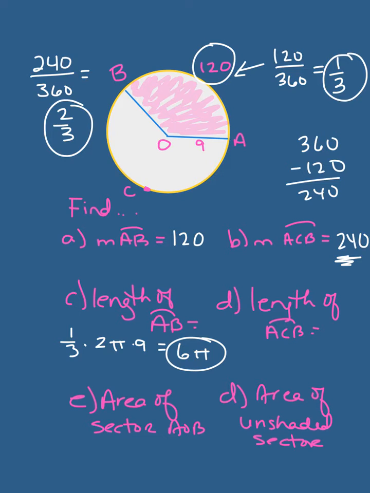So the length of arc ACB would be 2/3 times 2 pi, and again our radius is 9. So when I simplify all of that, I'm left with 12 pi. So that's the length of arc ACB.